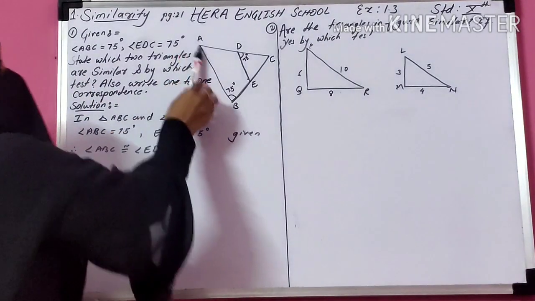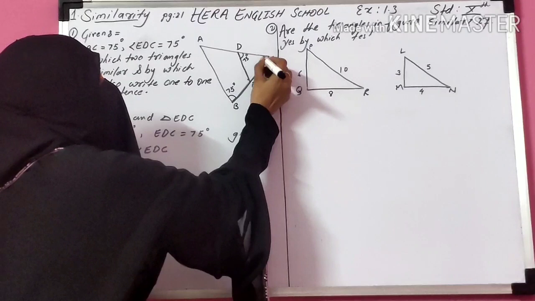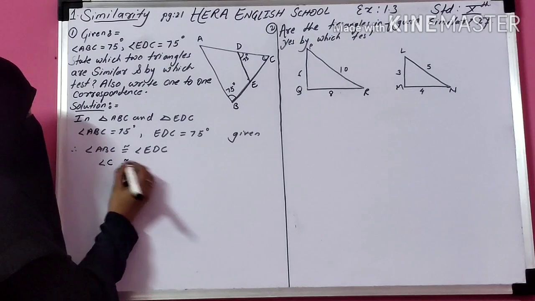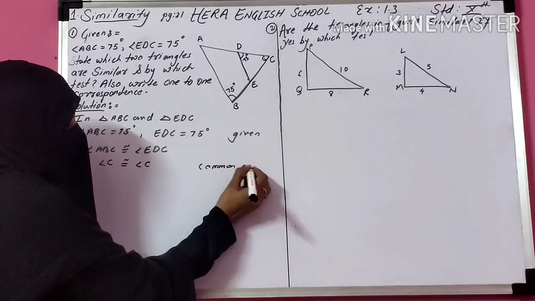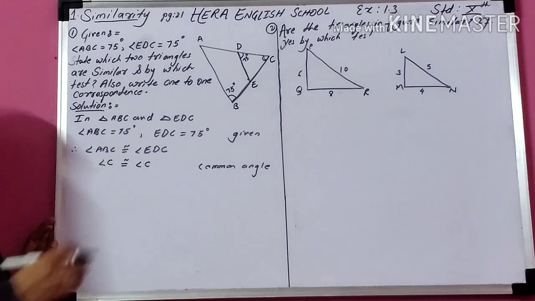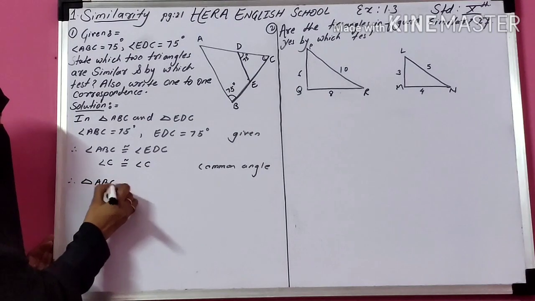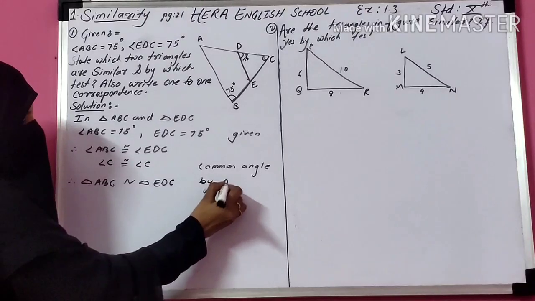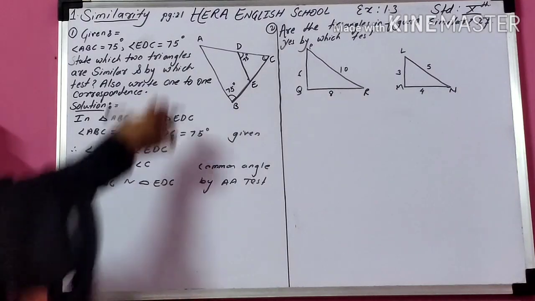Now observe in the figure ABC and EDC. Angle C is common in both the triangles. So angle C is congruent to angle C. Why? Because it is a common angle. This angle C is common in both the triangles, so by the common angle, these two angles are congruent. So therefore, triangle ABC is similar to triangle EDC by the AA test, that means the angle-angle test of similarity. These two triangles are similar.